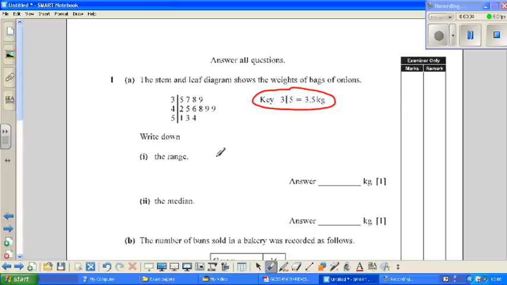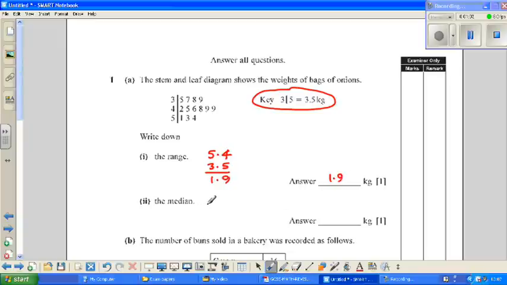The range, hopefully you'll remember, is the biggest take away the smallest. So we can see the biggest here is 5.4. Let's write it down, 5.4. And the smallest down here is 3.5. So we're going to write that underneath, and we're going to take those away, and the answer is 1.9. Obviously you can do that on your calculator, but don't forget the decimal point.